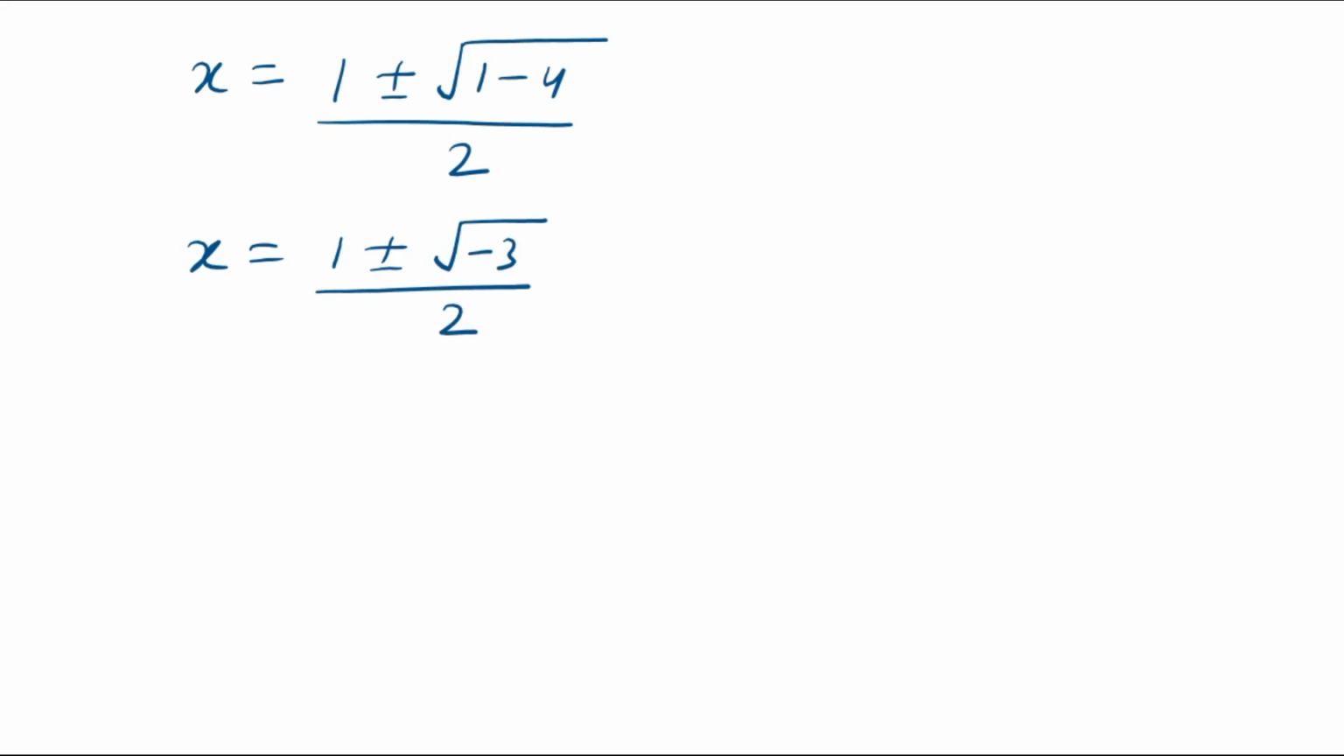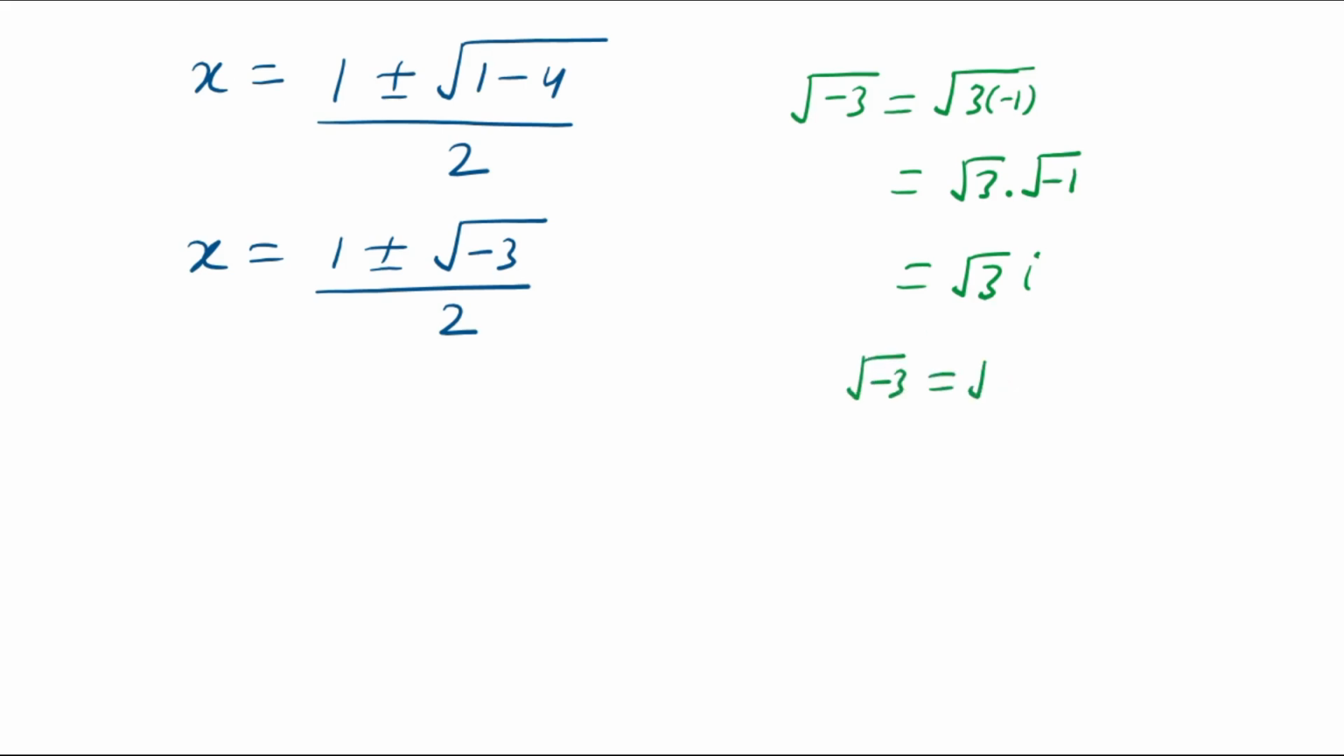Now, we know that square root of minus 3 is the same as square root of 3 times minus 1. And this expression is the same as square root of 3 times square root of minus 1. Here we have square root of 3, and square root of minus 1 is iota. So the value of square root of minus 3 is equal to square root of 3 times iota. Now in the left hand side we have x is equal to, and in the right hand side we have 1 plus minus square root of 3 times iota over 2.